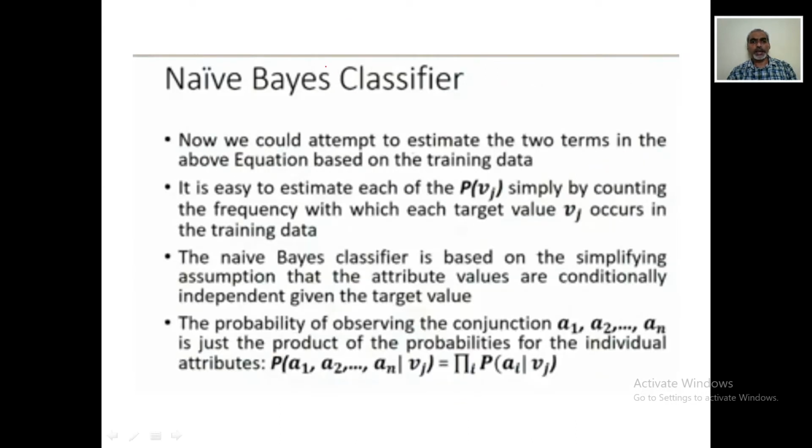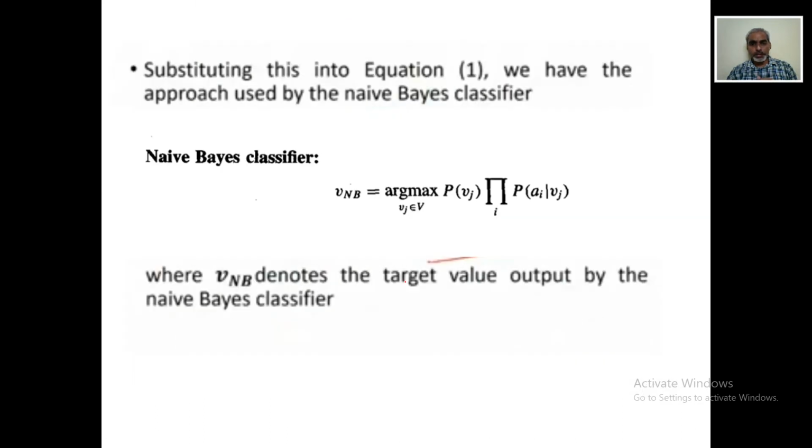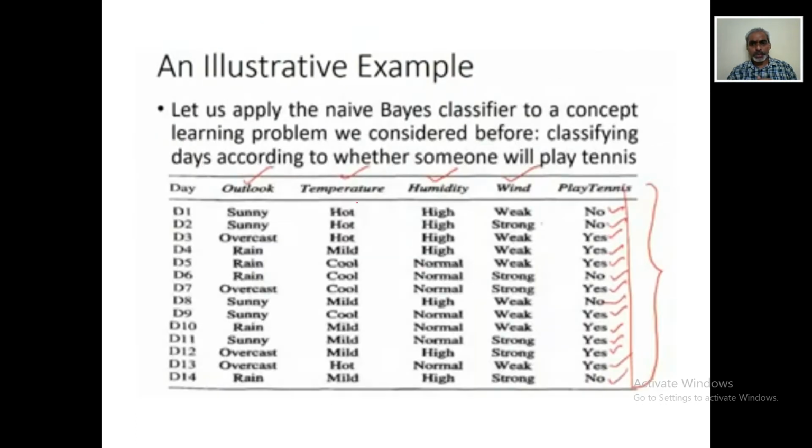So now let us see here. We could attempt to estimate the two terms. We have got two terms in our equation: this is our first term and this is our second term. The first term is very easy, the probability of yes. How do you find it? Taking an example will make it very clear, so we'll go to this example.